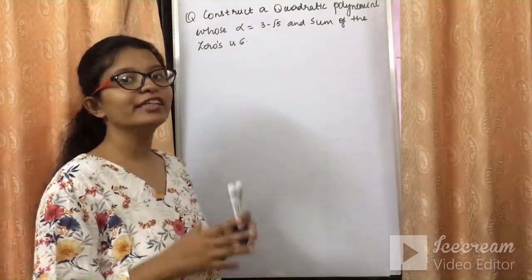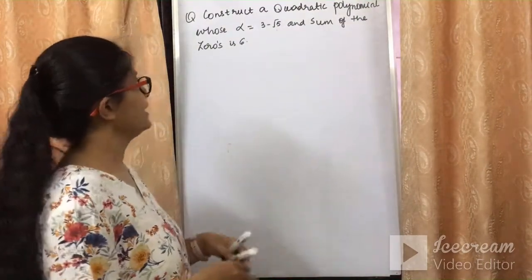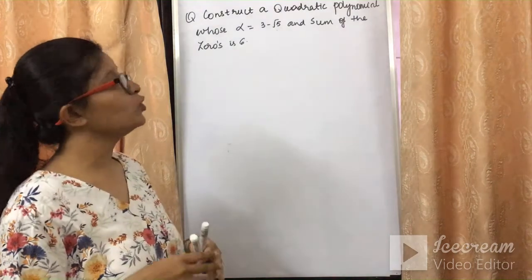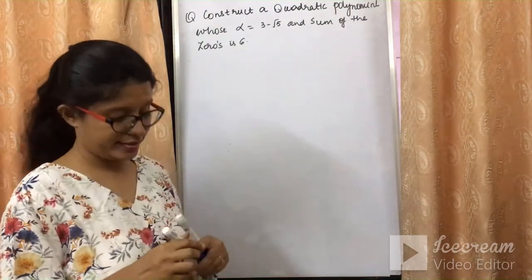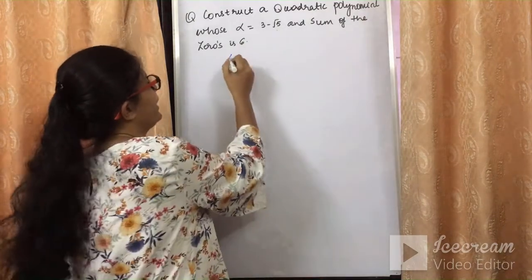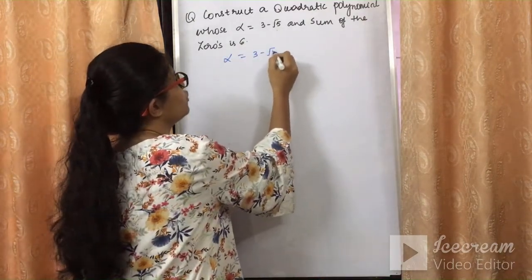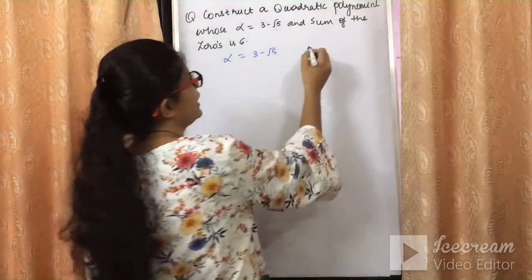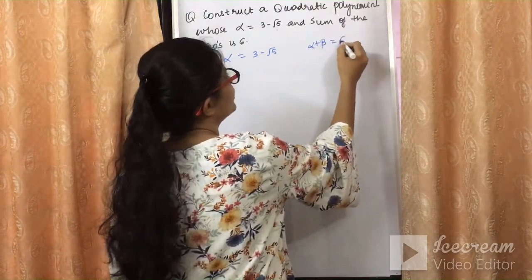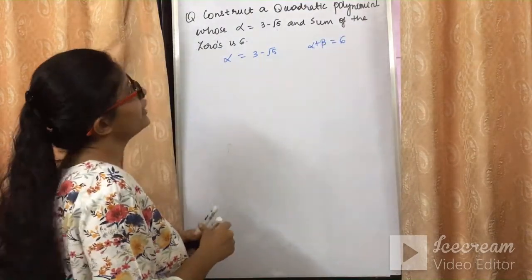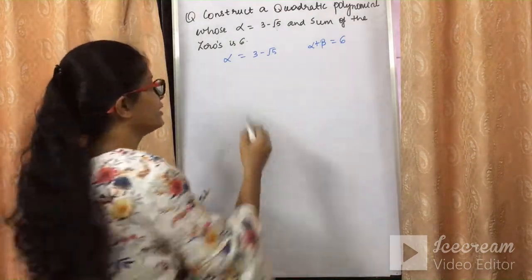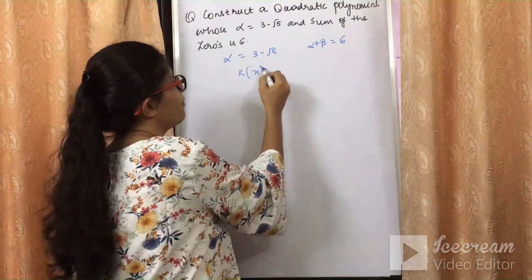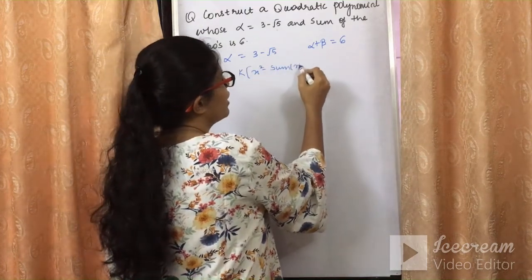So let's have a look at the last sum for the video. Let's see. Construct a quadratic polynomial whose alpha is 3 minus root 5 and sum of the zeros is 6. So what is given in the question? You are given one zero, 3 minus root 5, and the sum is given. Sum means alpha plus beta is given to you as 6. What do you need to find? The quadratic polynomial. Again the formula will remain the same, that is k into x square minus sum of x plus product.